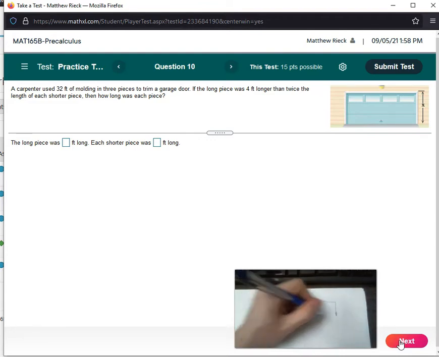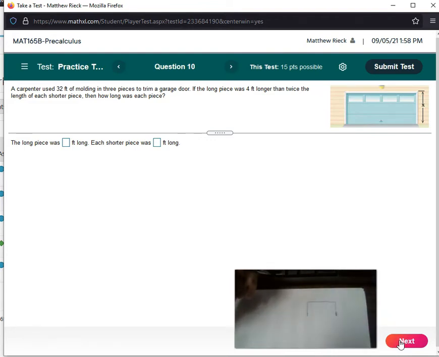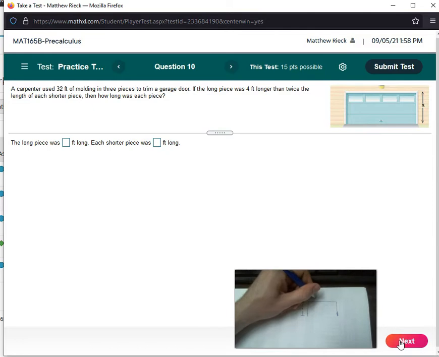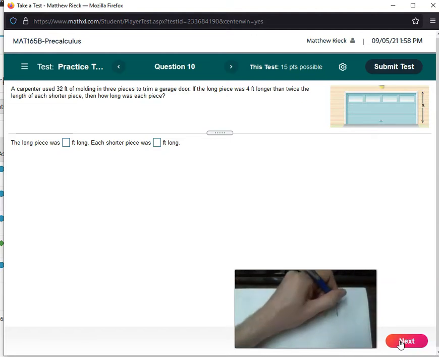Since we aren't putting crown molding on the bottom of our garage door, it's just going around the 3 sides. Here, my short side is going to be x. The long piece was 4 feet longer than twice the length of the shorter piece. So we're going to be adding 4 to twice the length of the shorter piece, which is 2x. So this long piece has the length 2x plus 4.